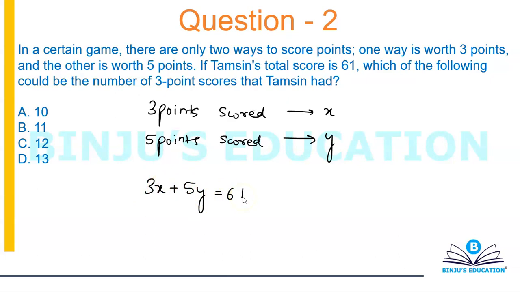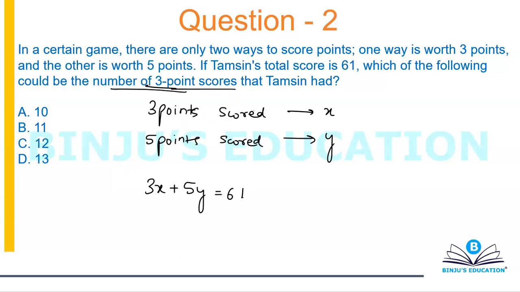Now in this case, I'm going to give you two ways of solving this question. The first way: if this question comes in the exam, I'm not going to ask you to do this question the rational or traditional way, because that's going to consume your time and I don't want you to waste your time. What you need to find out is which of the following could be the number of 3 points scored by Tamsin. So basically you need to find the value of x.